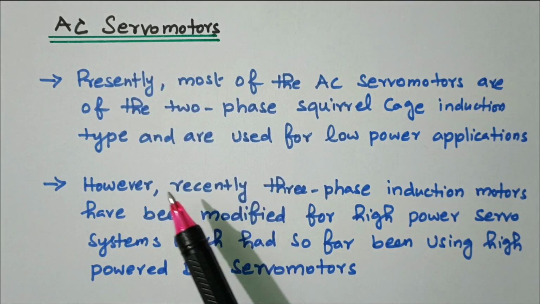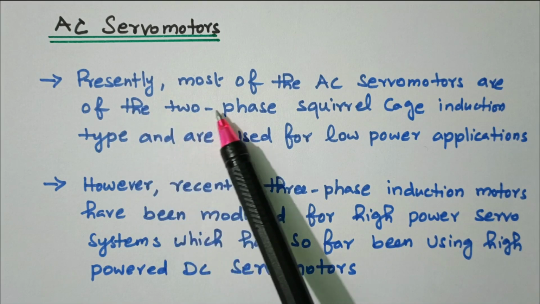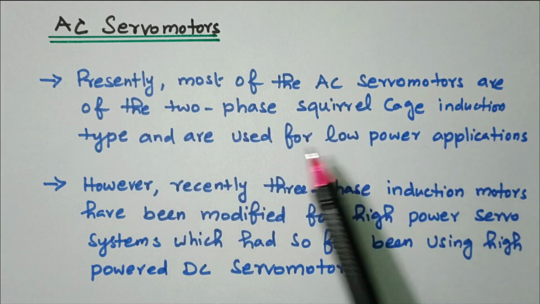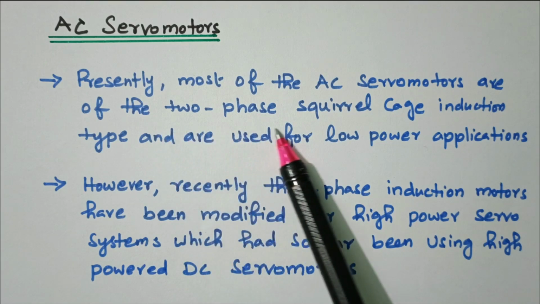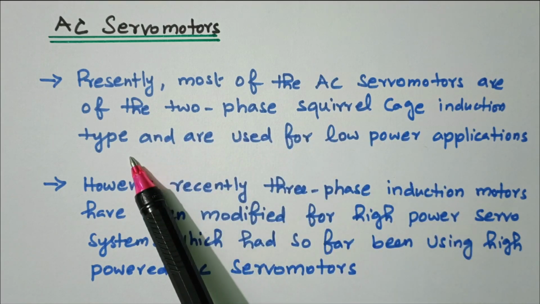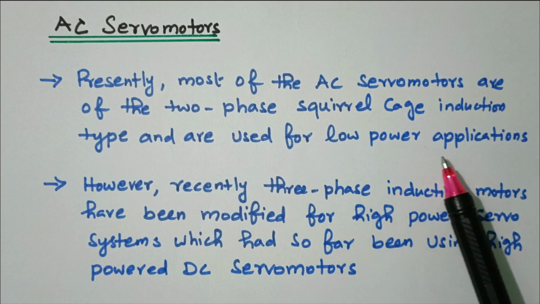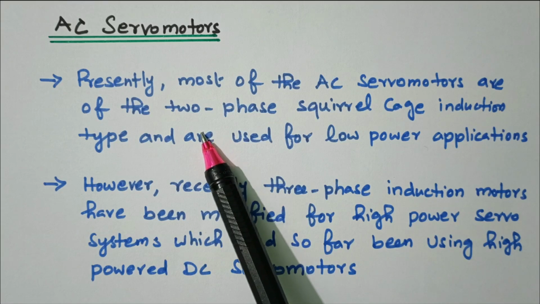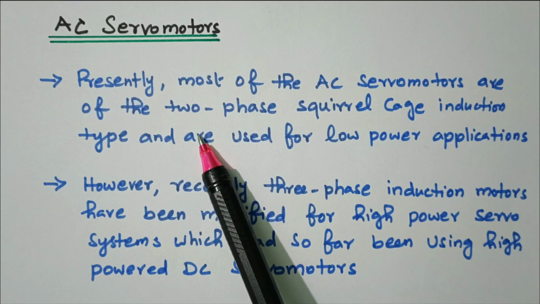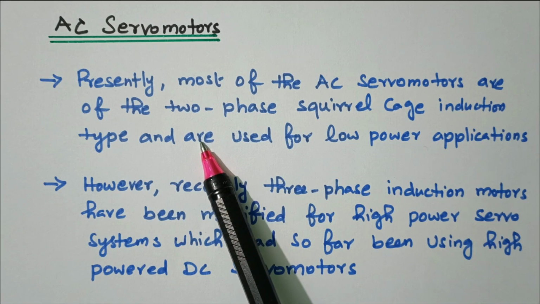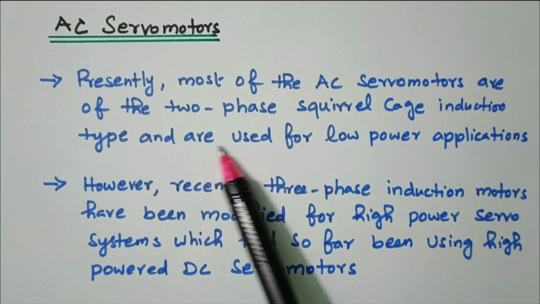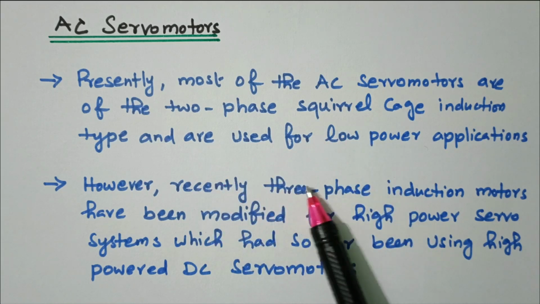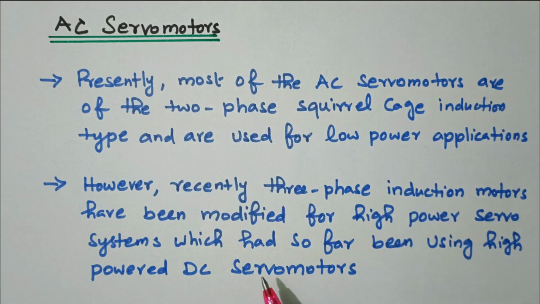Construction-wise, presently most AC servo motors are of the two-phase squirrel cage induction type and are used for low power applications. Two phases will be there. Normally one is the fixed phase and the other is the control phase. What we need is control, so one phase is fixed and the other is controlled, so that we can change the voltage in the control phase. This is the squirrel cage induction type, for low power applications.